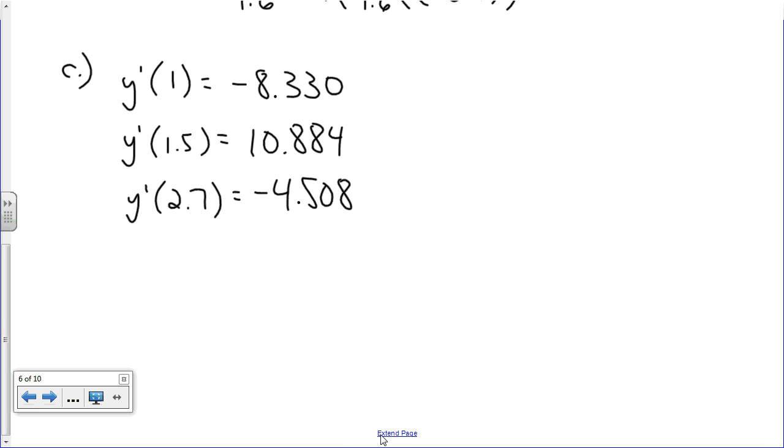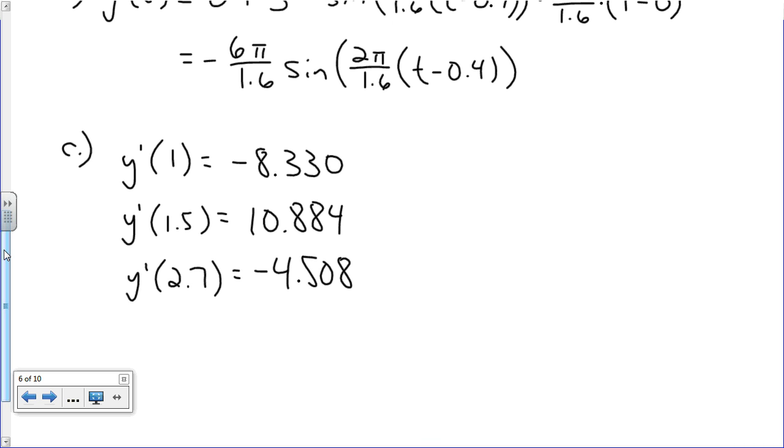All right. Now we should also indicate units here for these values. So going back to what they used for units, y was measured in feet from the ceiling, and our time, t, was measured in seconds. So all 3 of these are measured in feet per second.